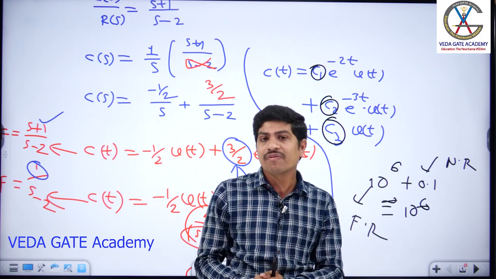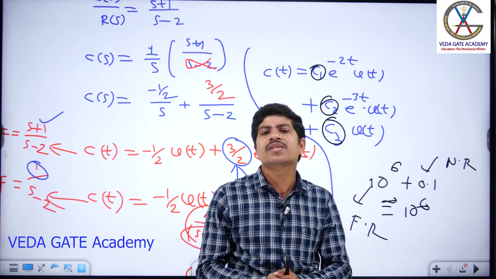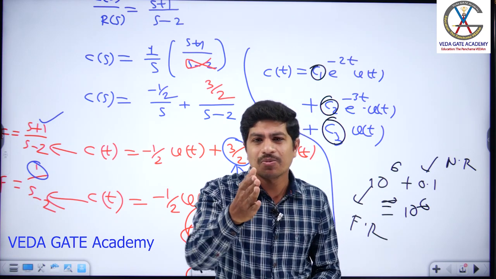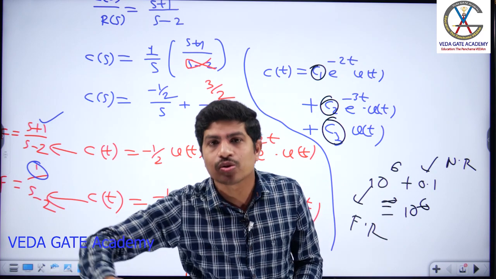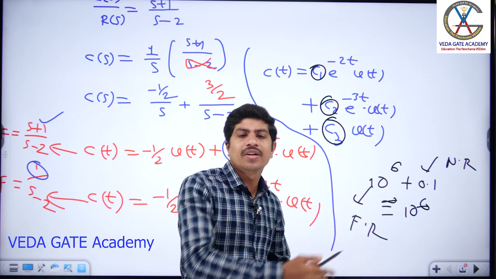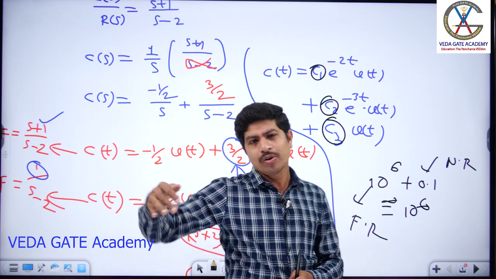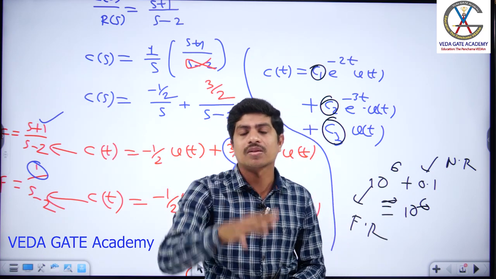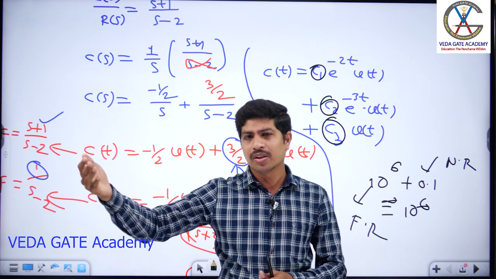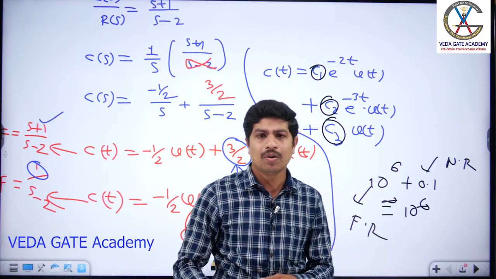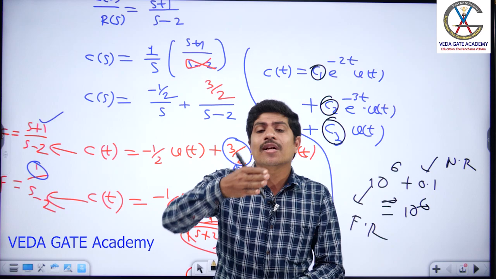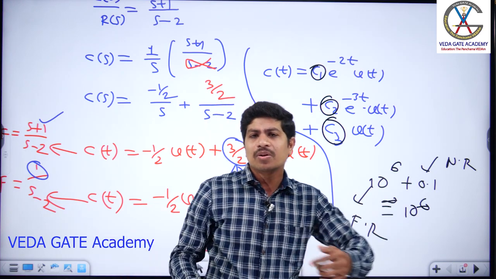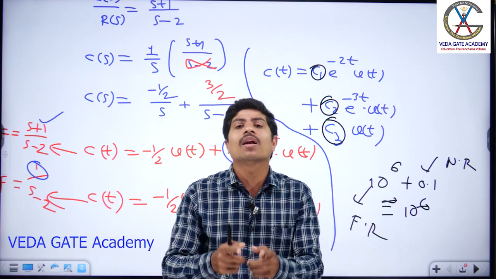Now finally, the definition of a stable system: if the natural response of a system is decreasing to 0 as time t tends to infinity. Time t tends to infinity means we are not going to wait up to infinity. Practically we will wait only for 5 time constants. You know it very well from network theory or electric circuits. So if the natural response is decreasing to 0 as time t tends to infinity, then that system is said to be a stable system.